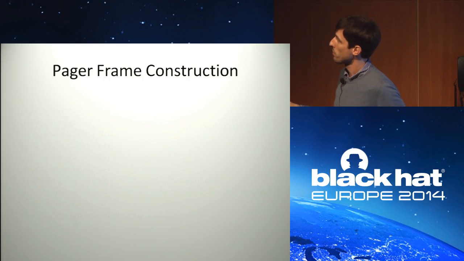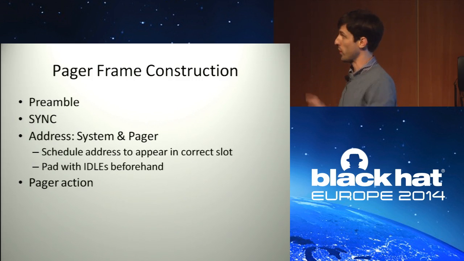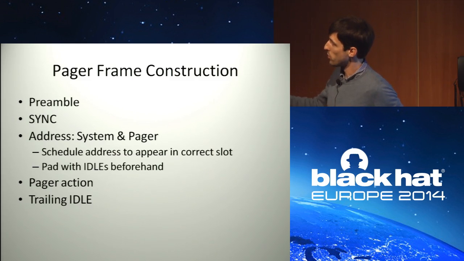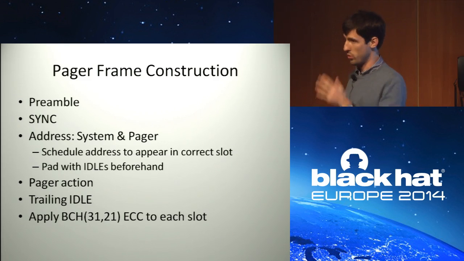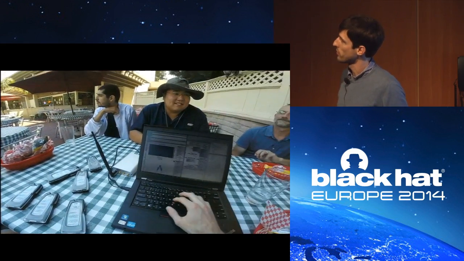But in this case, you use that then to create your own pager frame so that you put the data in the correct slot for the pager that you want to actually address. You put in the idles, you put in the action, and then you apply the error-correcting code to each of the slots per the spec. And so you could get 46, you can see it going out there.